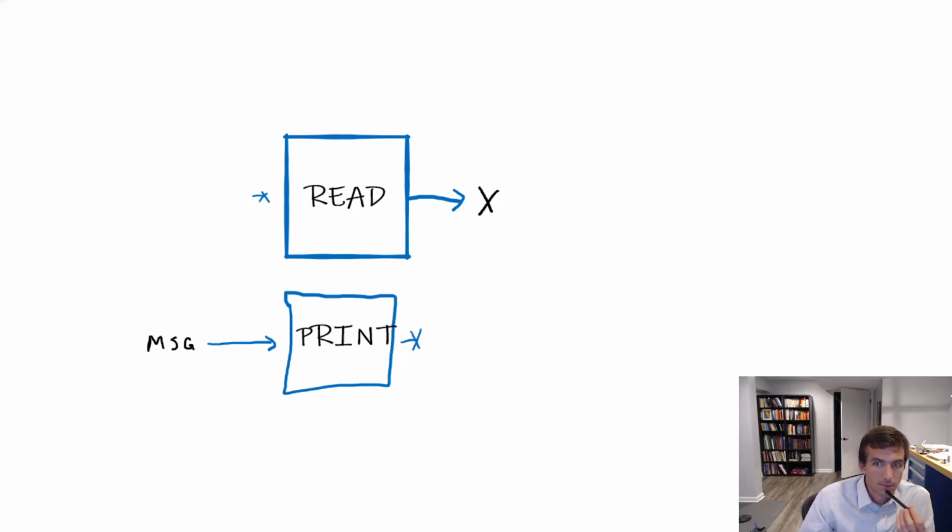If X is greater than Y. Okay, perfect. So if X is greater than Y, print X divided by Y. Perfect. Print.